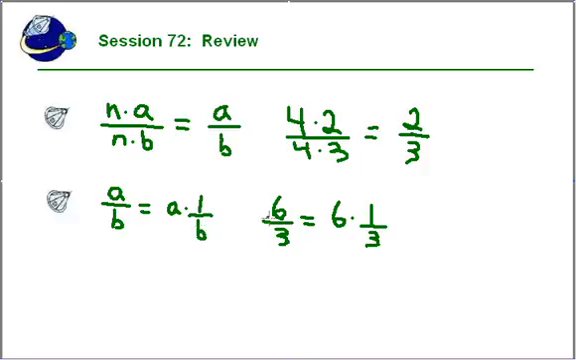And as an example of this, here we have 6 divided by 3. 6 represents a, 3 represents b. We can now split that 6 over 3 into 6, which is a, times 1 over b, and the b is 3. So 6 over 3 is the same thing as 6 times 1 over 3.